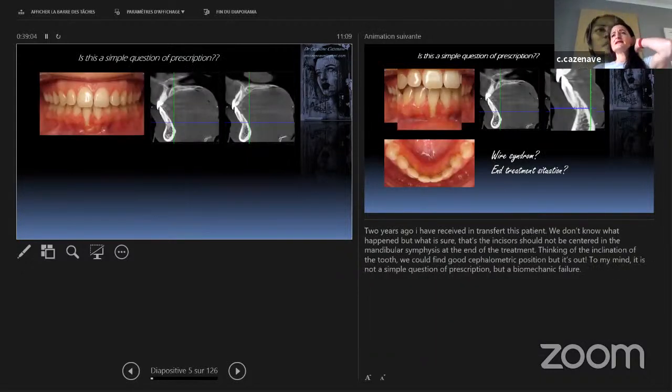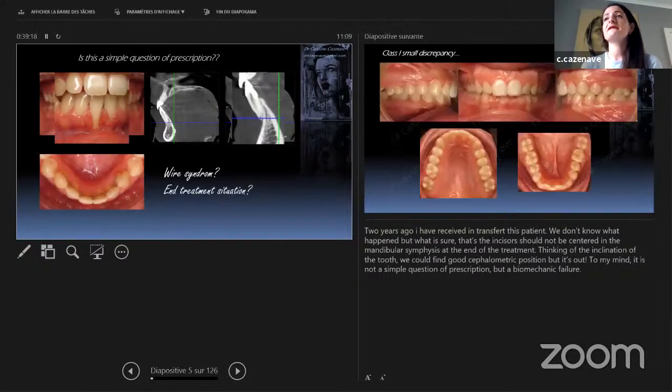Two years ago, I received and treated this patient. We don't know what happened, but what is sure is the incisor is not centered in the mandibular symphysis at the end of the treatment. Thinking of the inclination of the tooth, we could find a good cephalometric position, but it's out. To my mind, it is not a simple question of prescription, but a biomechanic failure.